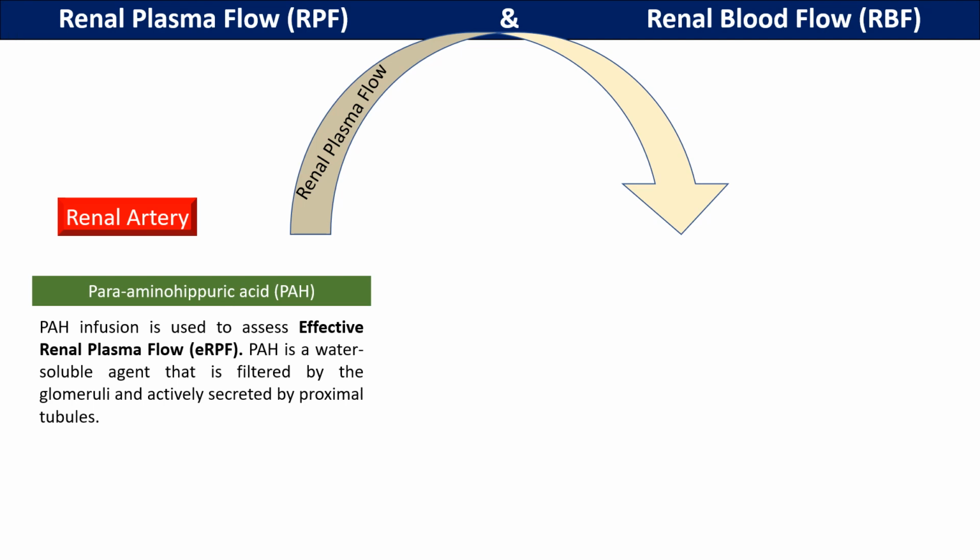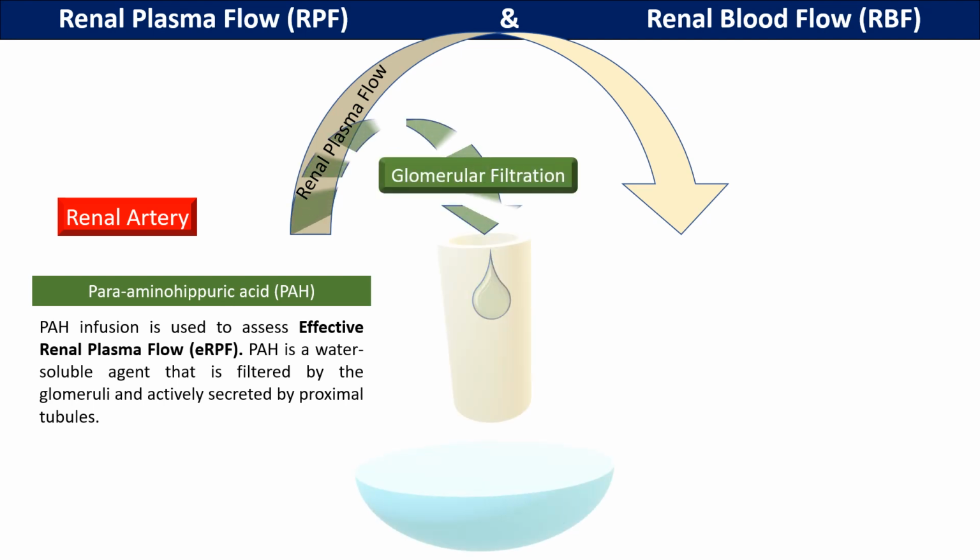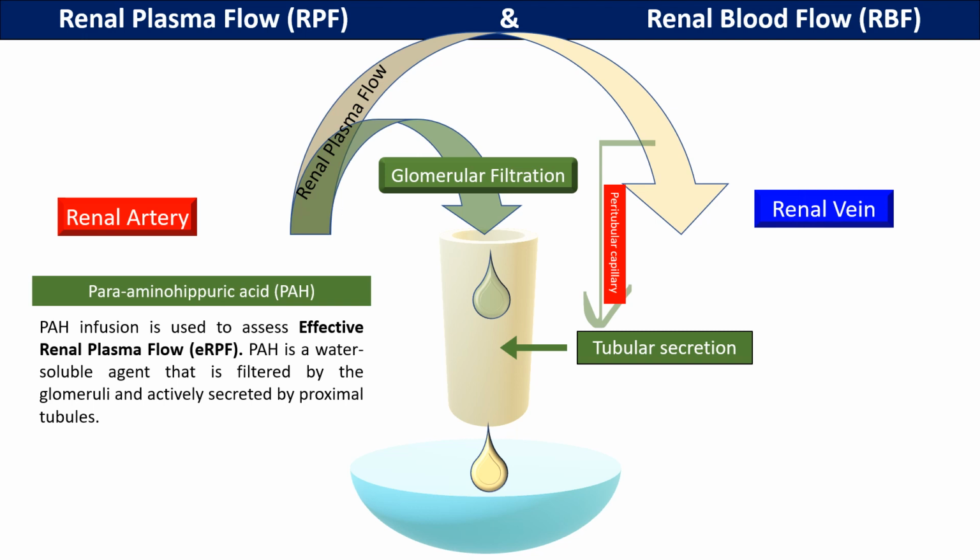What we know is that PAH that passes through the kidneys via renal plasma flow either gets filtered by the glomeruli, or if the PAH escapes glomerular filtration, gets secreted by proximal tubules before the plasma flow returns to the renal vein. A single pass of renal plasma through the kidneys essentially clears on average 90% of PAH. What this means is the effective renal plasma flow rate closely reflects the rate of PAH clearance from the kidneys, where clearance of PAH is UV over P of PAH.